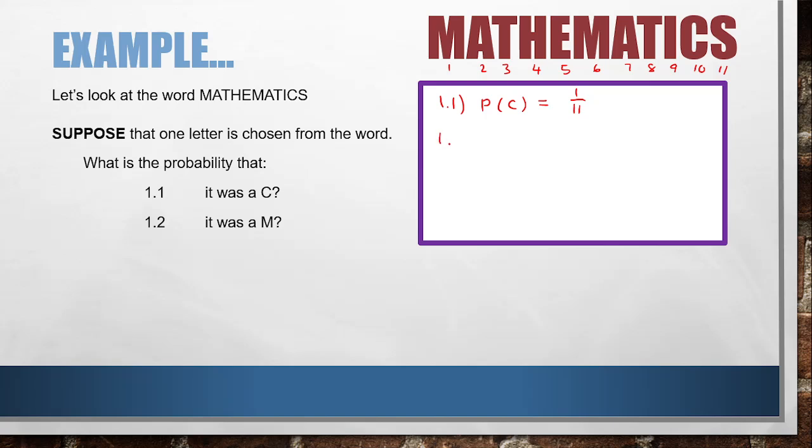And then what is the probability of us getting an M? Well, there were only 2 M's. So that's just going to be 2 over 11.